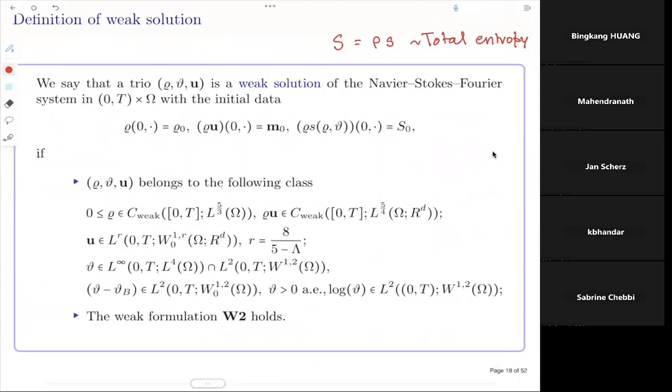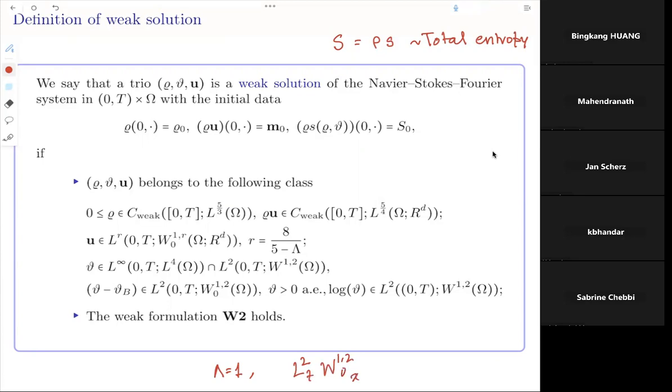Okay, so what is our definition? So we have the weak formulation before. We need this density and the momentum in some C weak spaces because we have to justify the initial data. The velocity u is in some L^p spaces. So for the time being, for simplicity, if you take gamma to be 1, you just get this L^2 in time, W^{1,2}_0 in space.